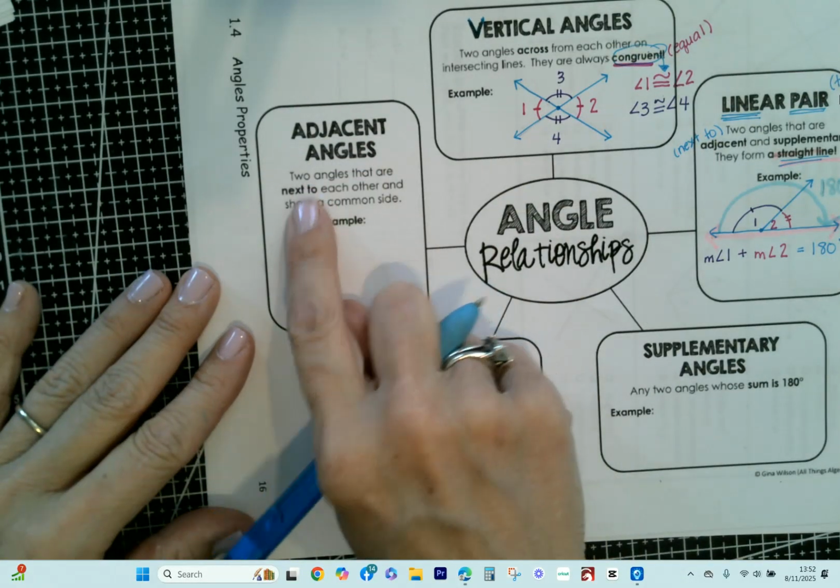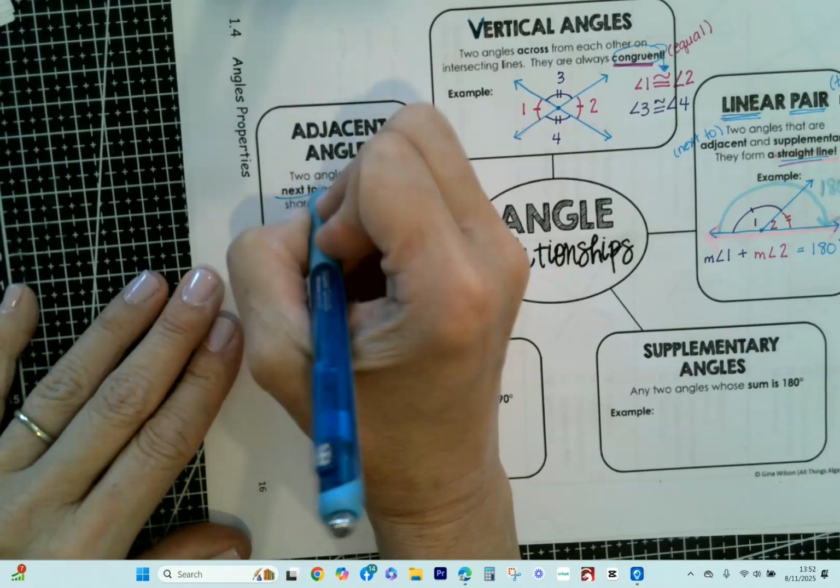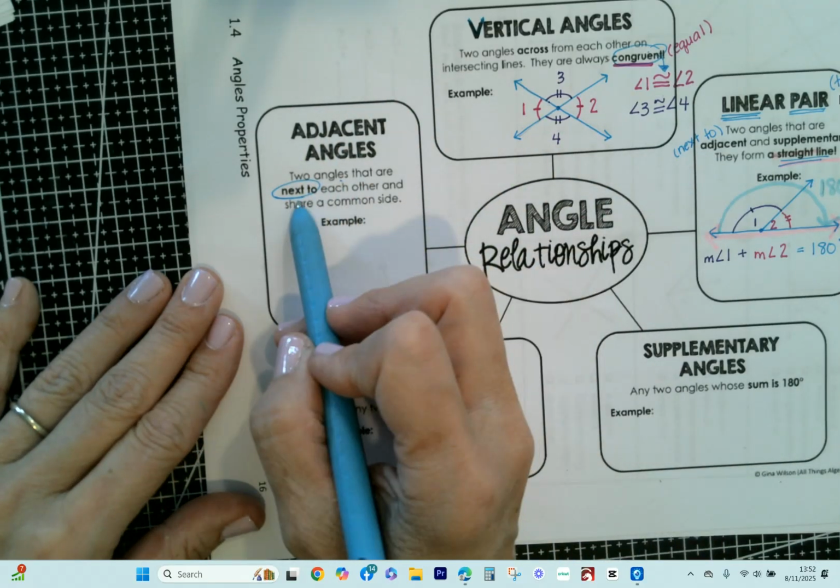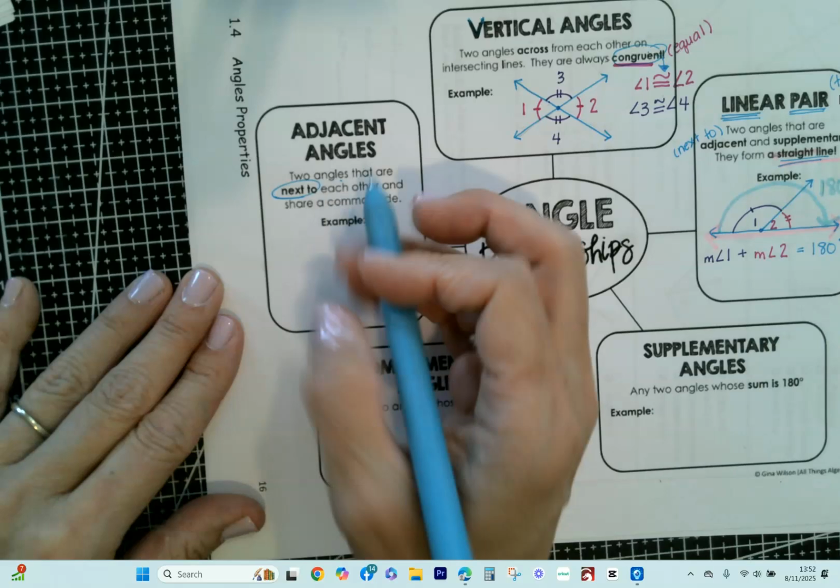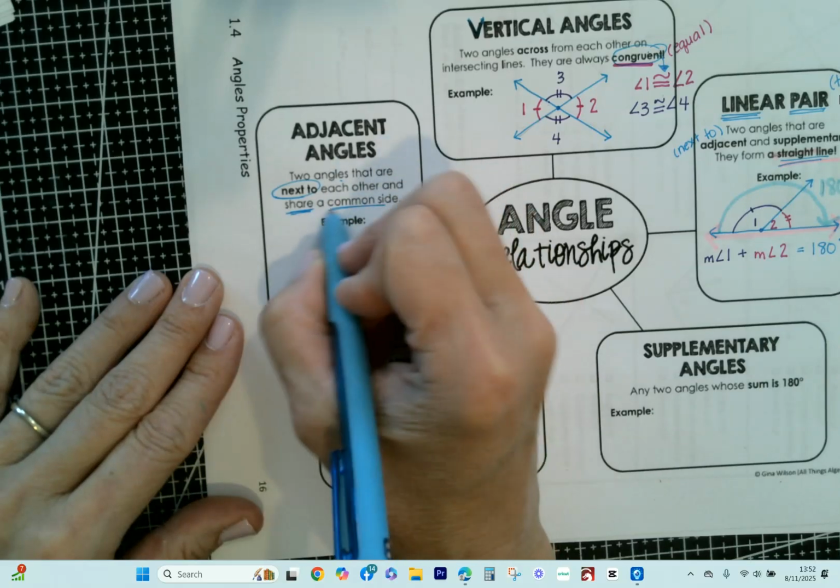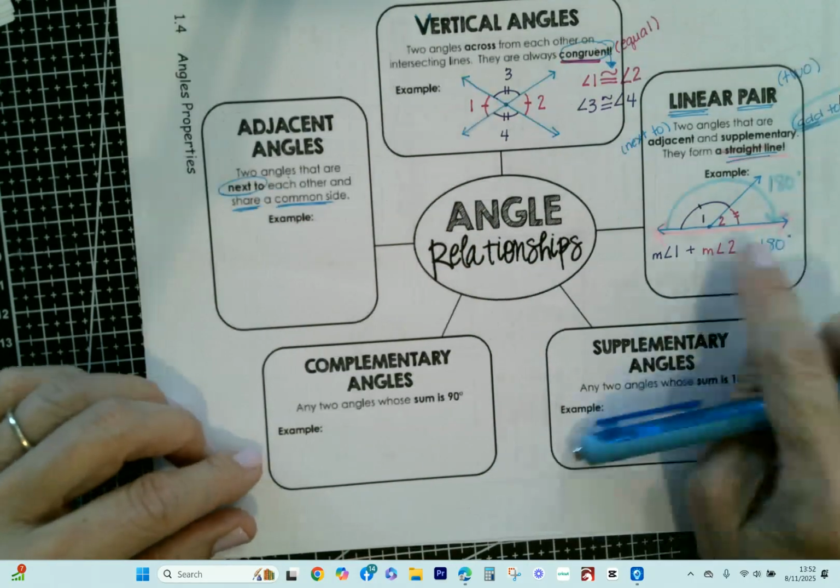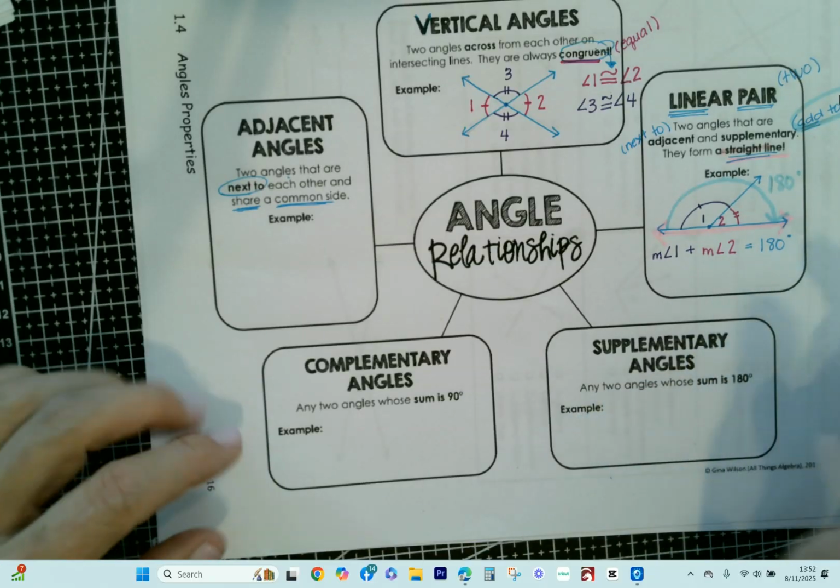Adjacent means next to, right? Side by side. Two angles that are next to each other and they share a common endpoint. See how angle 1 and angle 2 over here, they share that endpoint.